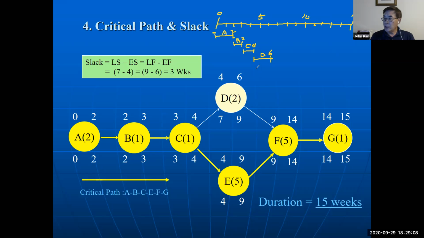And then activity E starts 4 and finishes 9. And F starts after E finishes, so F starts 9 and finishes 14. Then G finishes 15.